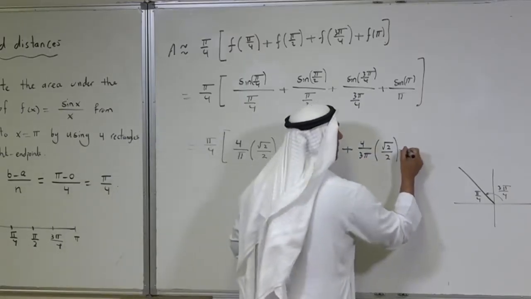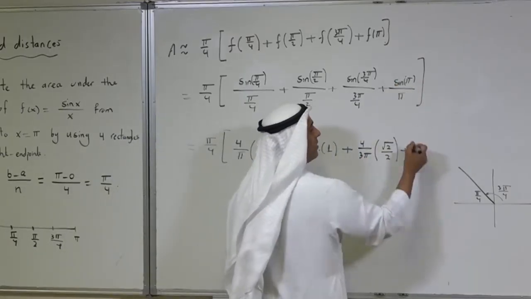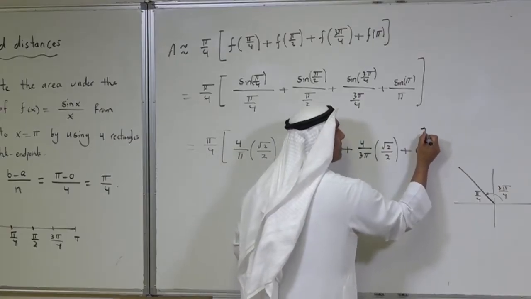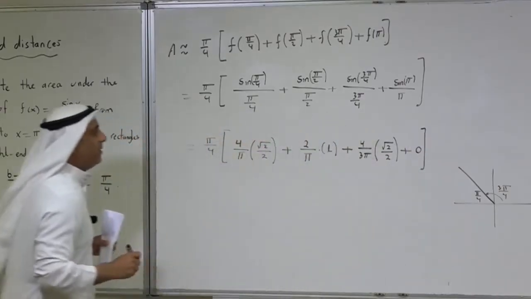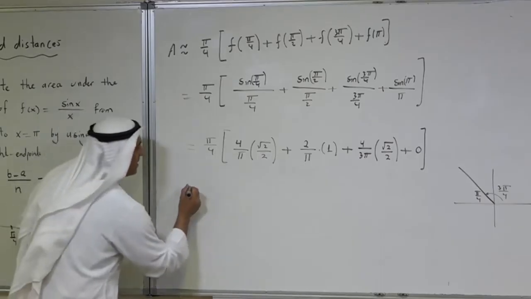Plus the last one, sine pi. Sine pi is 0. So the last item will be 0. So that is the evaluation part of the last term.